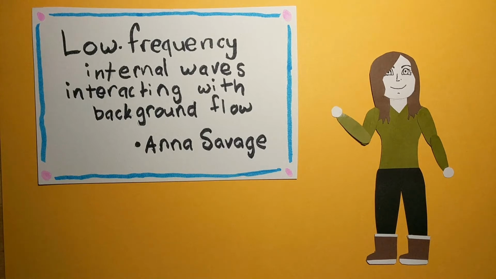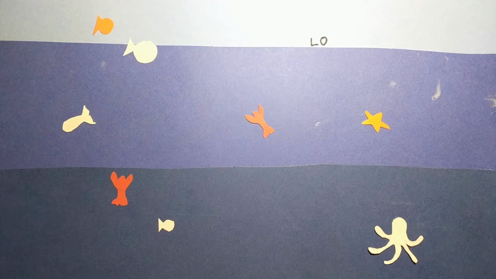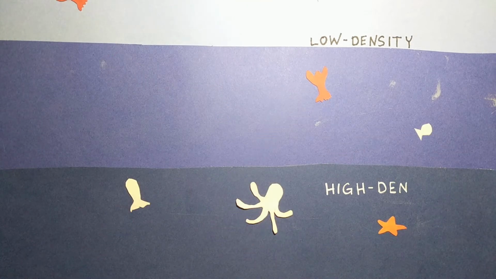Hi, I'm Anna Savage, a physical oceanographer at Scripps Institution of Oceanography in San Diego, California. My research interests are in internal waves, which are a lot like surface waves but propagate at the interfaces of density layers within the ocean.